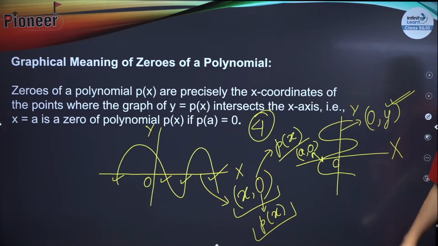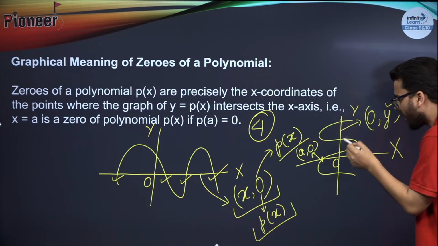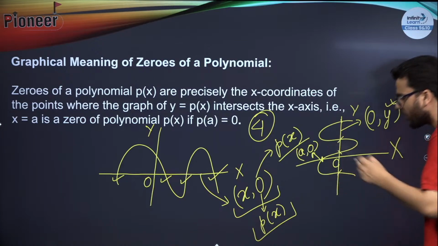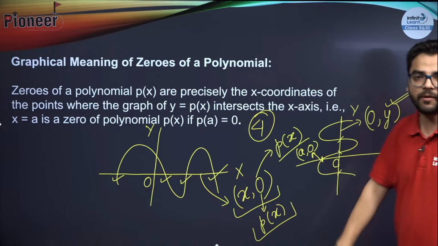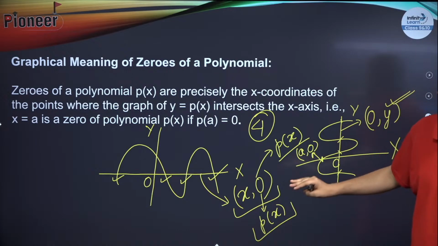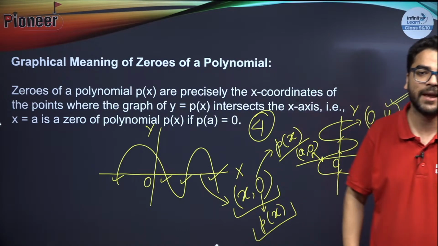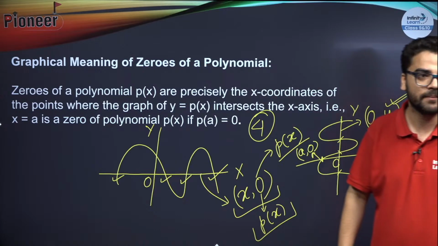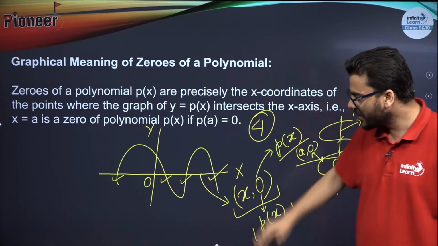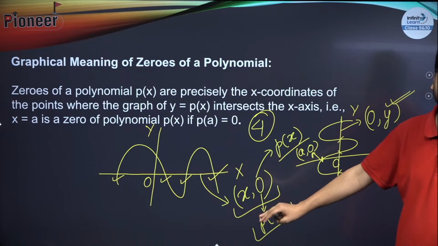Only the x coordinate is 0. So these will not be the points including 0 over here. Only one point is there which will be counted as 0. So this polynomial is having only 1 zero. Is it clear to everybody in this session? Exactly. And the reason is clear to you or not? The reason must be clear.